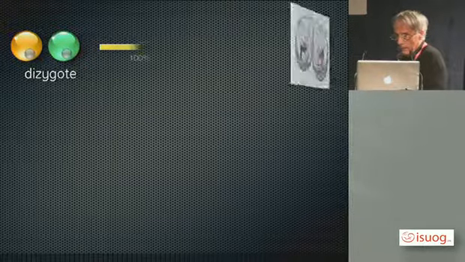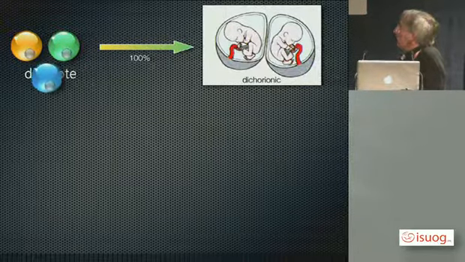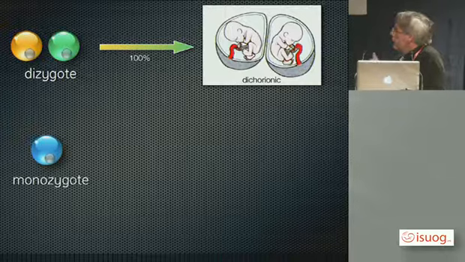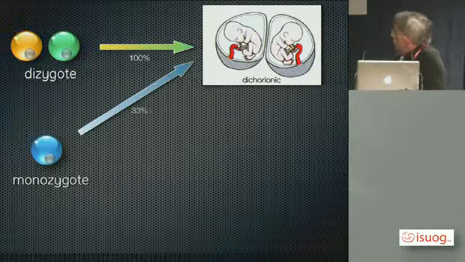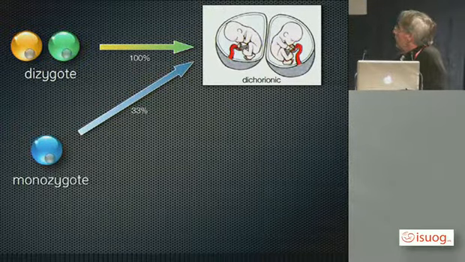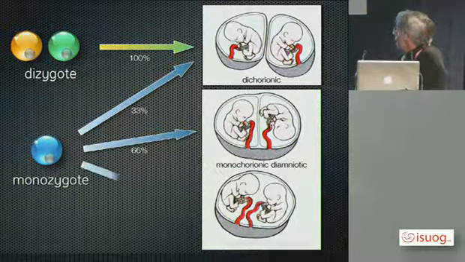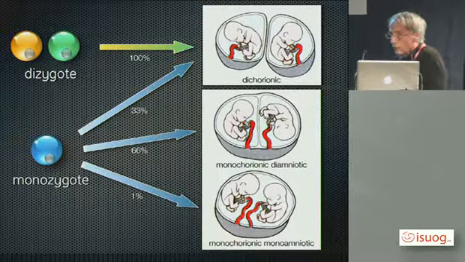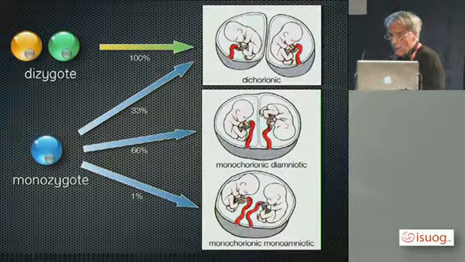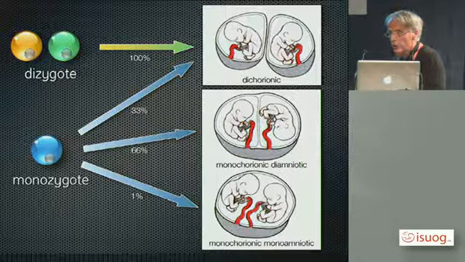Now, some words on twins. If you have two eggs, what happens? You can obtain only dichorionic twins. If you have only one egg, this is a monozygote, and you can obtain a dichorionic, also a monochorionic diamniotic, and a monochorionic monoamniotic. And in an early stage, it is really easy to make the diagnosis, especially between dichorionic and monochorionic.